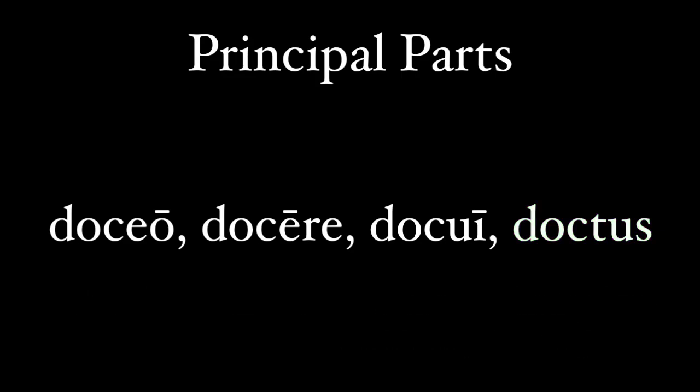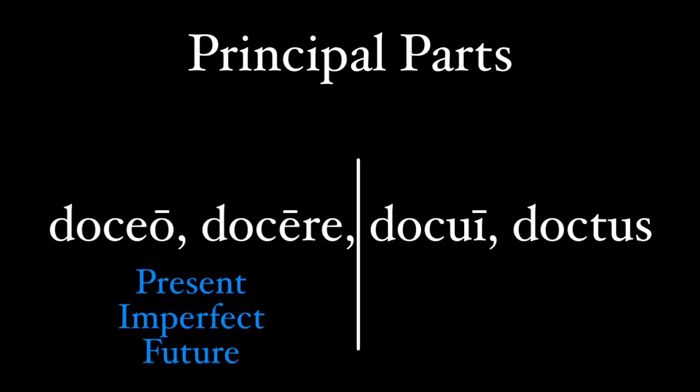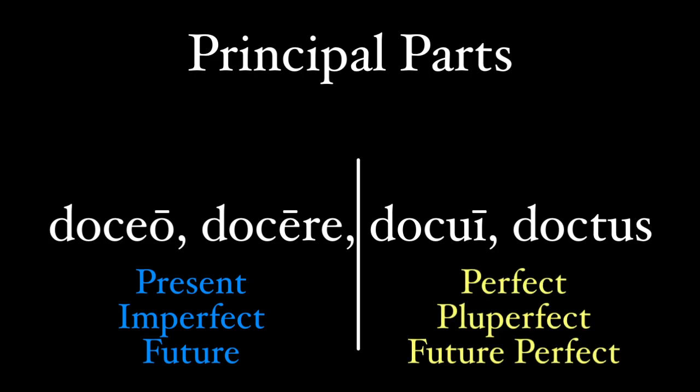The neat thing about principal parts is that the first 2 parts, doceo and docere, are used with present system tenses. So we use these 2 forms to form all of the stuff in the present, imperfect, and future. The last 2 are key for perfect system tenses, that is, the perfect, pluperfect, and future perfect. The third principal part, docui, is used for all perfect active forms, while the 4th one, doctus, is used for all perfect passive forms. That's it. A simple division in a word's parts, and you can, in fact you probably should, think of the 3rd part as the perfect active part and the 4th part as the perfect passive.